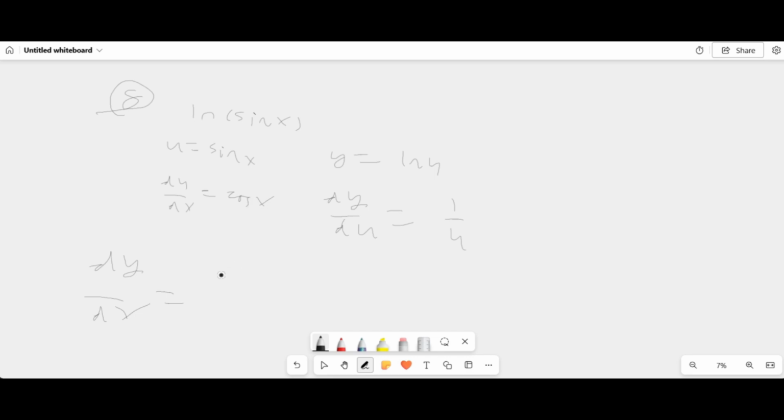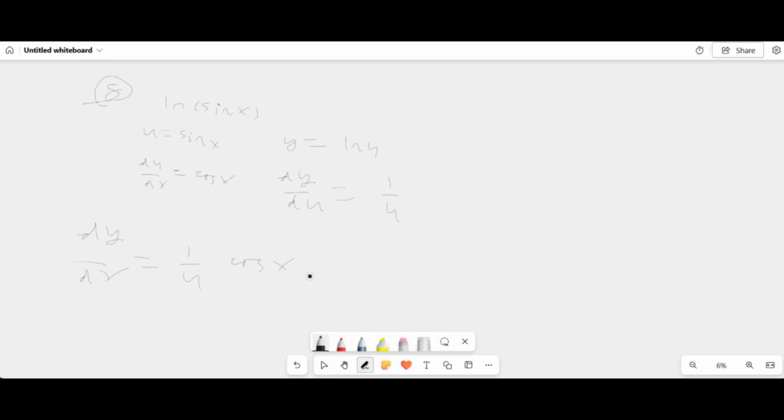Let's actually think about this here. What would that be? That's going to be 1 over u cos x. Okay, no problem. Now, what is 1 over u? You may be asking. Well, u was sine x. So therefore we got 1 over sine x times cos x. That's going to be cos x over sine x.